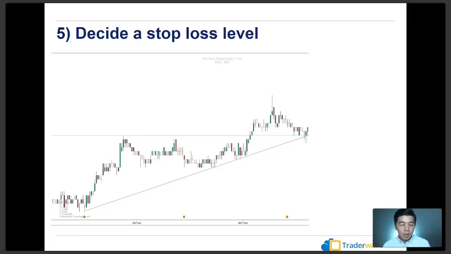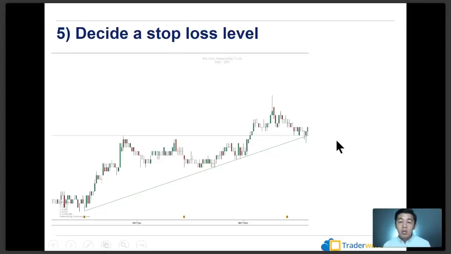And once you have decided where the estimated entry level is, you need to decide on the stop loss level. This is very, very important, okay? And I always advocate, as a trader, you always want to establish a stop loss level before you get into a trade and stick to that stop loss level, okay?